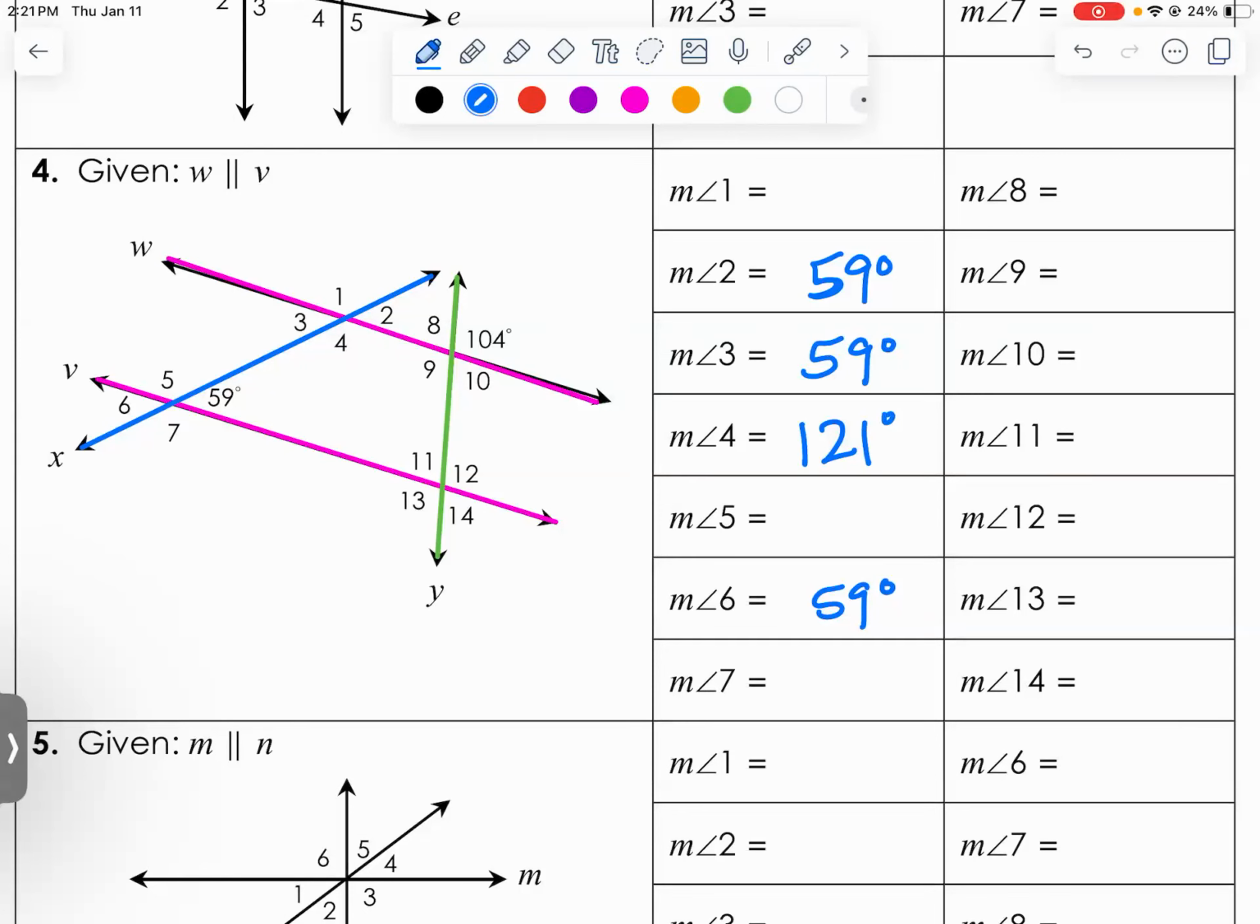121? Okay. We know that 4 is alternate interior with 5. So 5 has to also be 121. We know that 5 is vertical from 7. So 7 has to be 121. And then 7 and 1 are alternate exterior. So 1 has to be 121. Okay, but those have nothing to do with angles 8 through 14.